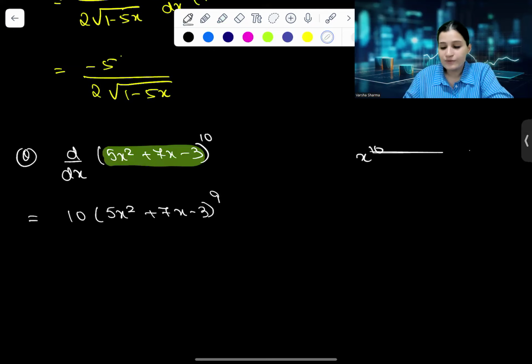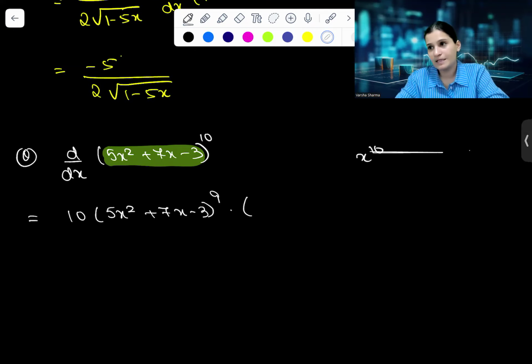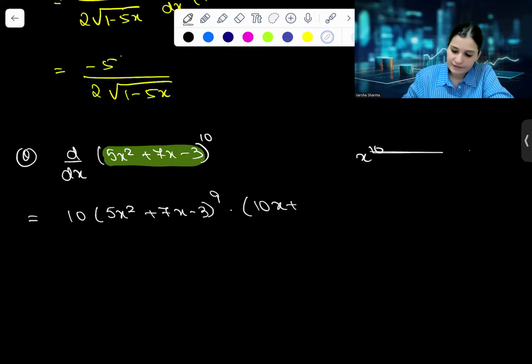Yes, ma'am. So what we will do is we are going to multiply the differentiation of this term. So we can also write directly. What is the differentiation of this green part? 5x square plus 7x minus 3. 10x plus 7. Clear?